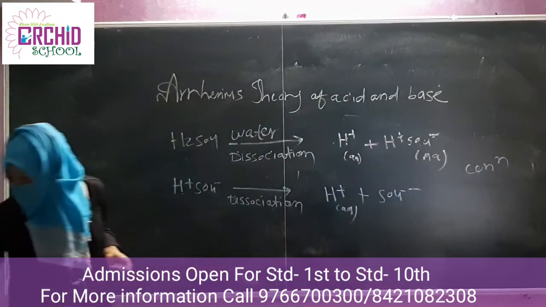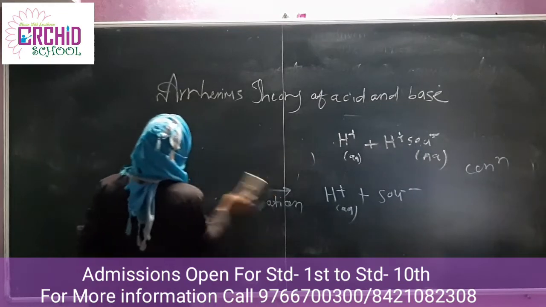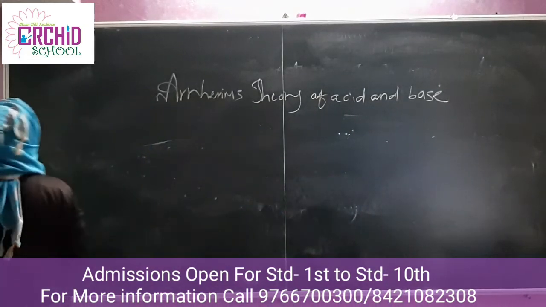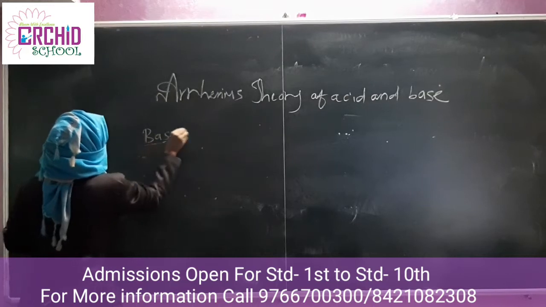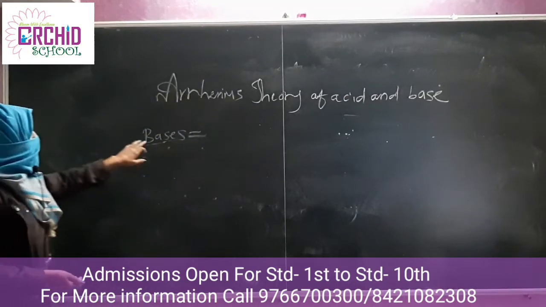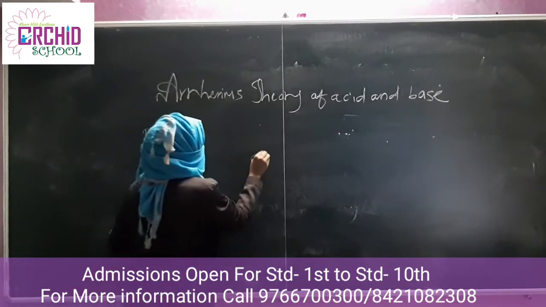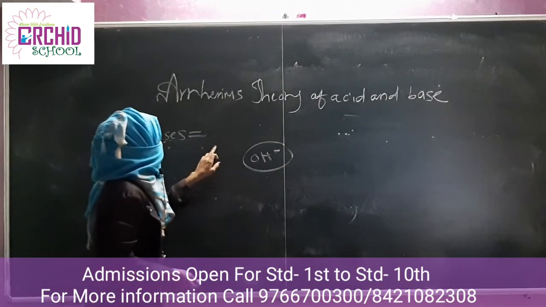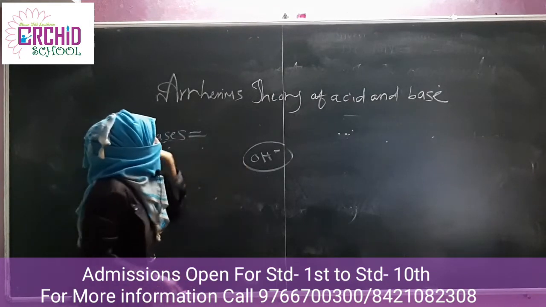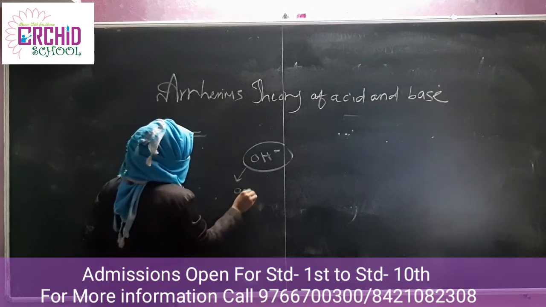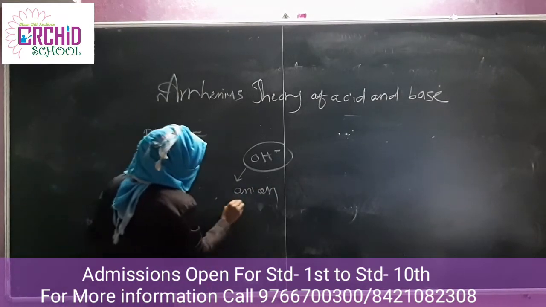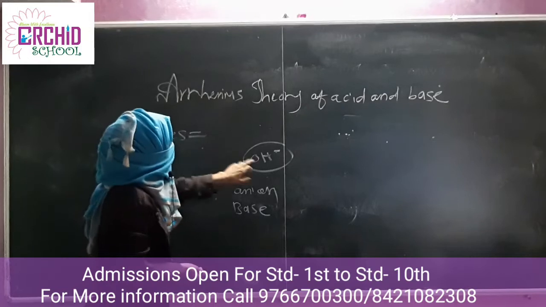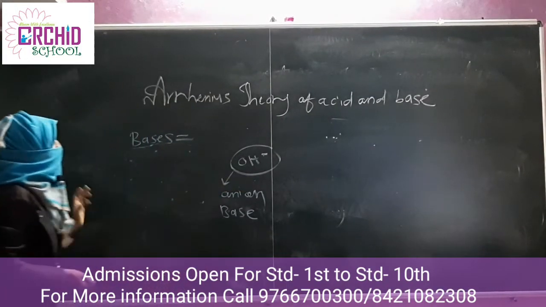Let us see about the bases first. According to Arrhenius, what is a base? A base is a substance that dissolves in water, forming the OH negative ion. When a substance dissolves in water, forming the OH negative ion only as an anion, it is said to be a base.